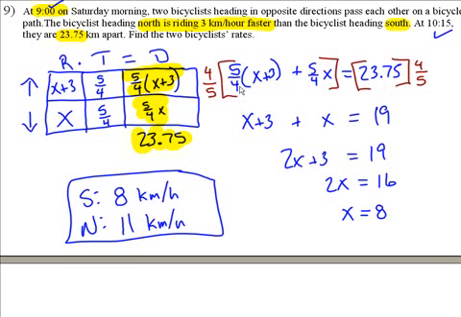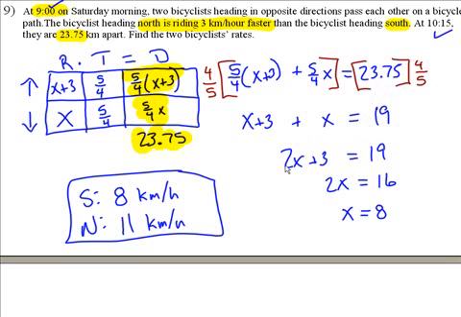Instead of distributing this 5/4 and working with fractions for a while, I decided to just divide by 5/4, or multiply by 4/5. That would wipe out all the fractions. So 4/5 times 5/4 is 1, gives me x plus 3. 4/5 times 5/4 is 1, gives me x. And 23.75 times 4/5 comes out to a nice whole 19.